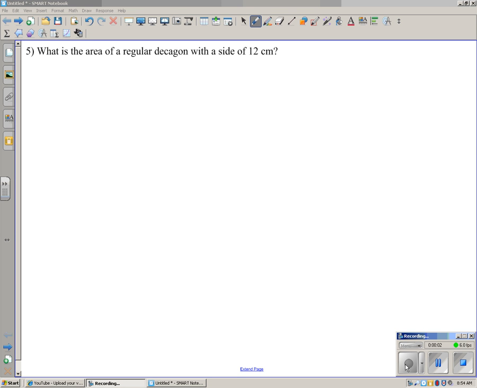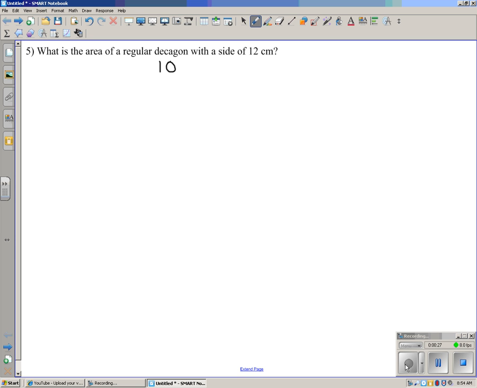Okay, geometry. This is from the Chapter 11, Section 2 worksheet. These were really tough problems with the 1/2 apothem perimeter, so I'm making a video of numbers 5 and 6 in case you're having trouble with these. On number 5, what is the area of a regular decagon? A decagon is 10 sides with a side of 12 centimeters.